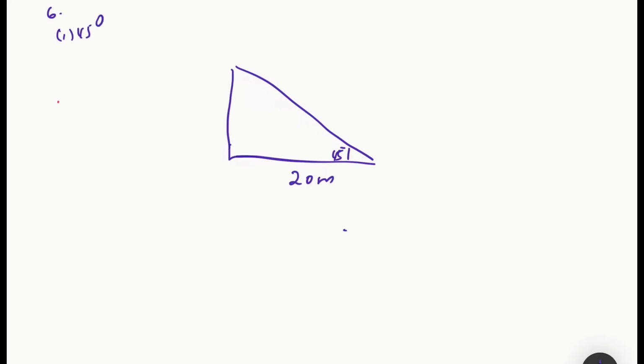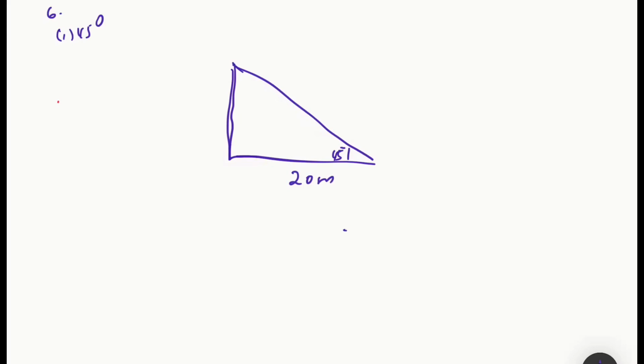A boy 1.6 meter tall is 20 meter away from the tower and observes an angle of elevation. So I can take it as 20 meter away. The first angle is given as 45 degree. Let us do for that. First one, 45 degree. So find the height of the tower. How can we find it out?